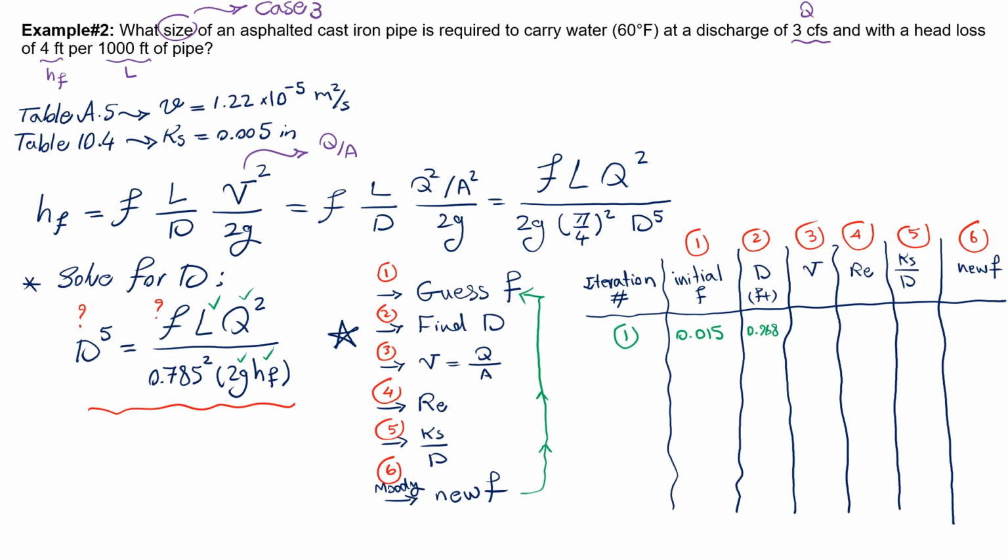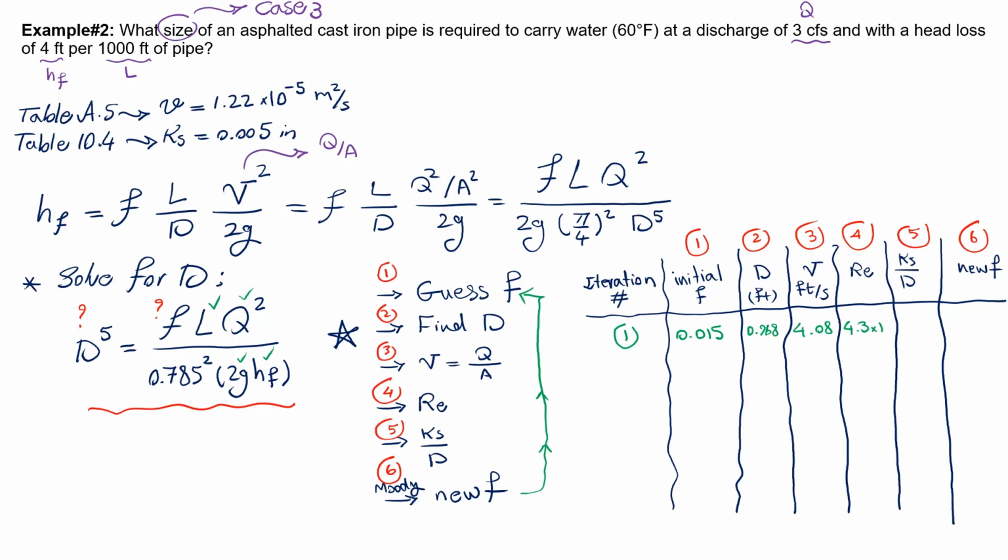Next, you need to find velocity. How do we find velocity? Velocity is Q, which we have the value for, divided by area. Now that we have D, we can calculate area as well. So I'm just going to write the final answer for velocity. The unit would be feet per second, and the value for the given D would be 4.08. Then Reynolds number.